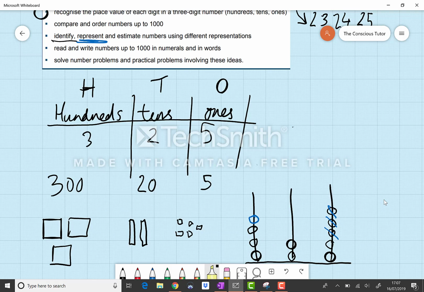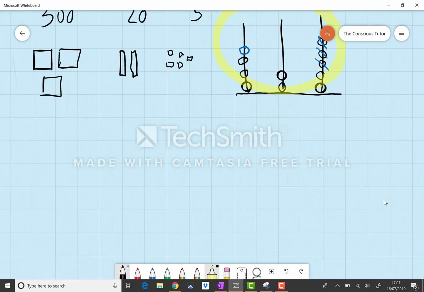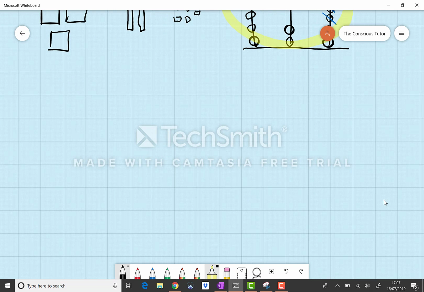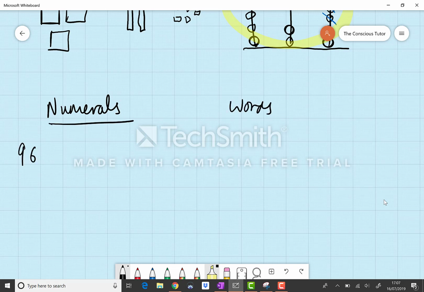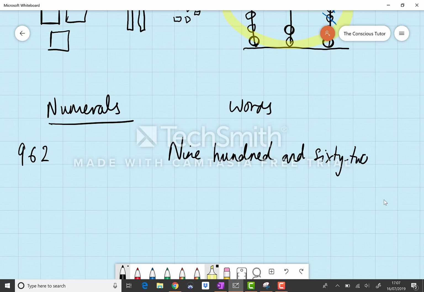Children need to also be able to read and write numbers up to 1000 in numerals and words, and solve number problems, practical problems involving these ideas. So that could be something like this as well. Being able to write numbers up to 1000 in numerals and words is very important. So practicing just by drawing up a table, for example, 962 written as 900 and 62.